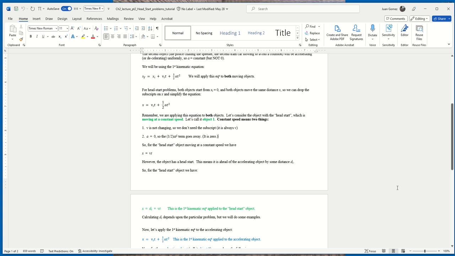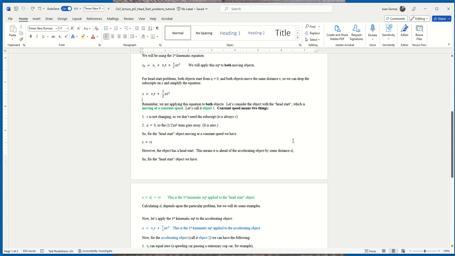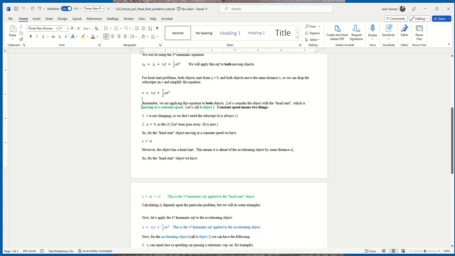Remember, constant speed means it's not changing. There's no initial and no final. It's the same everywhere. Constant speed also means it's not accelerating. It means a is 0. So the 1 half at squared term goes away. First, you drop the subscript on the v initial. And second, the 1 half at squared term goes away. So for the object moving at a constant speed, x is just v times t. We're calling that, in the green, object 1.